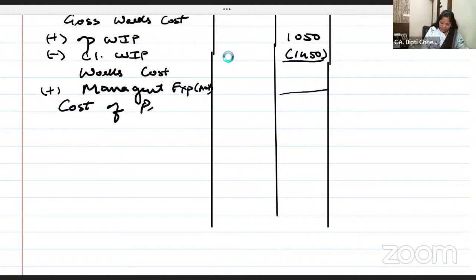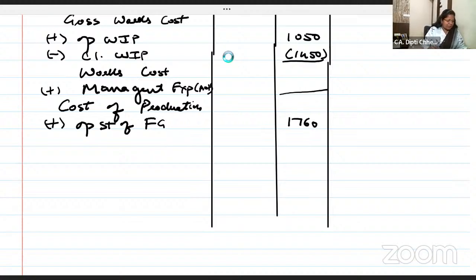Are you all with me? Is my speed fine? Cost of production. What will we add to cost of production? Opening stock of finished goods. See, we know the format, so whatever data is available, we are putting it. 1760. Minus the closing stock of finished goods.